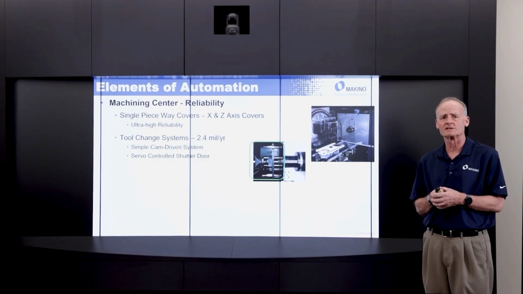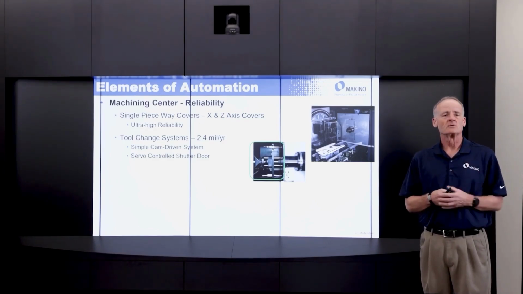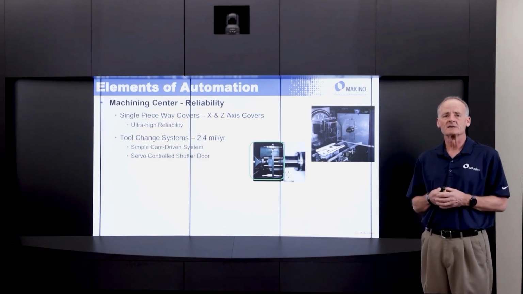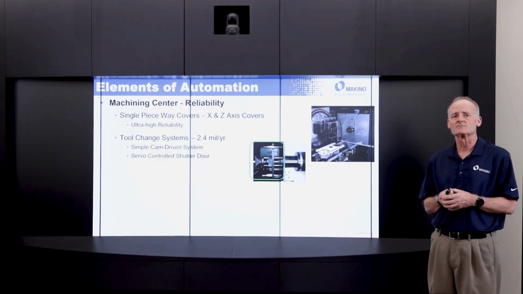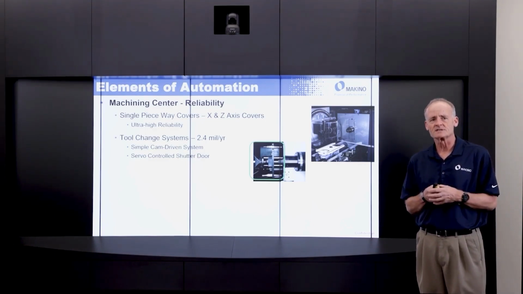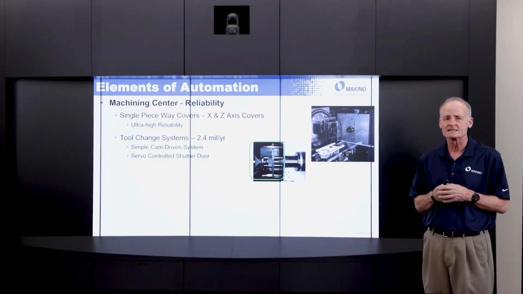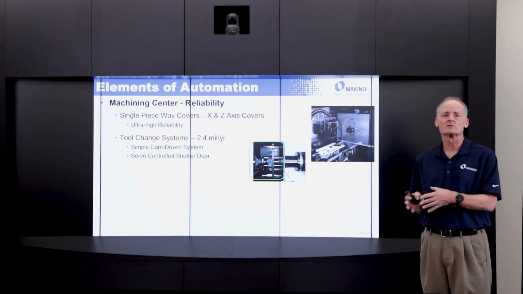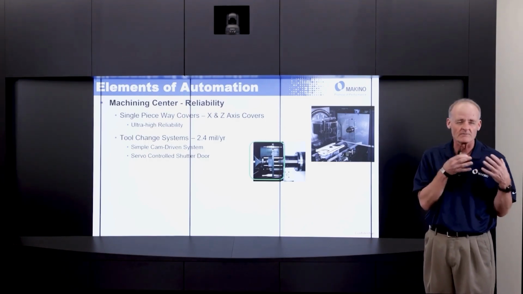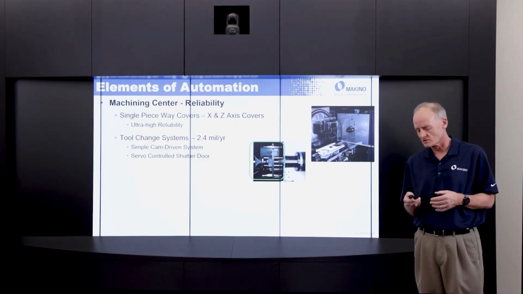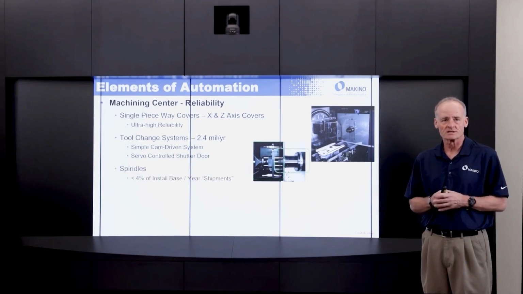The next has to do with the tool chain system. Since you'll be changing tools unattended day after day, 24 hours a day, you want to make sure that mechanism can stand up to the rigors. We design our systems for 2.4 million tool changes per year. It's a simple cam-driven system. One thing to note on our shutter door, as far as the access to the machine tool magazine, we went from a pneumatically controlled shutter door to a servo control, because with the pneumatic we found there were more issues and more preventive maintenance required. So now we've got a servo controlled shutter door that operates more reliably over the life of the machining center.